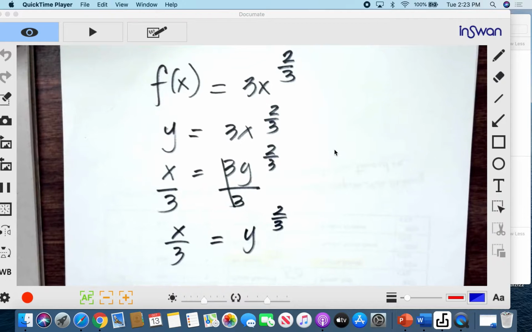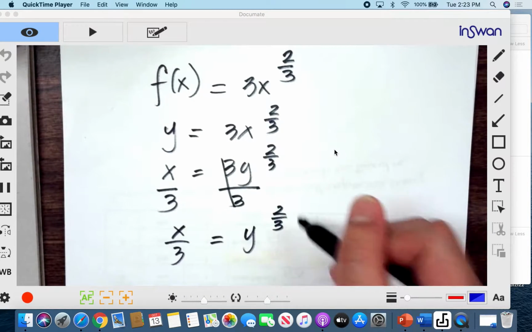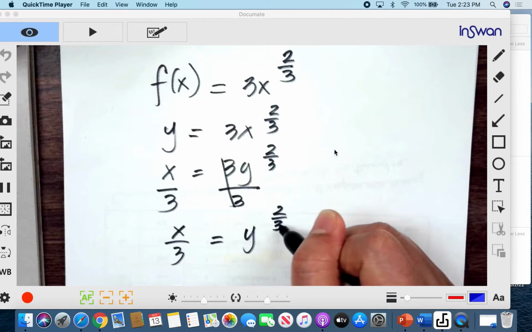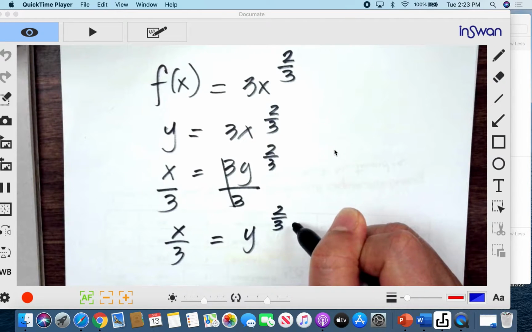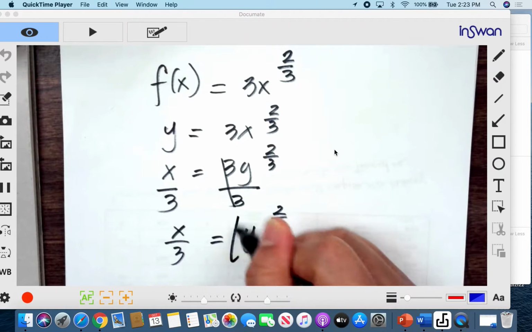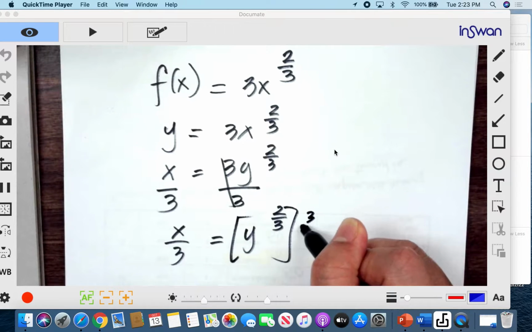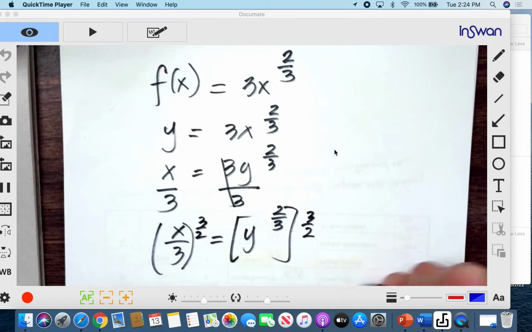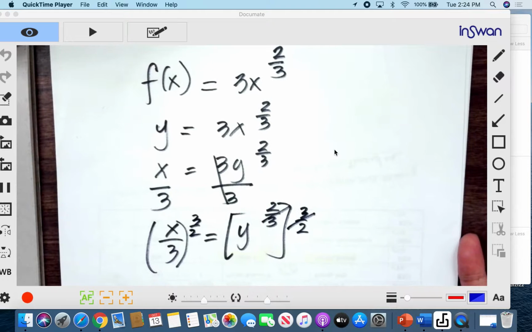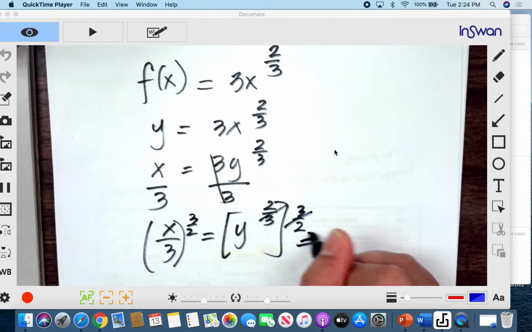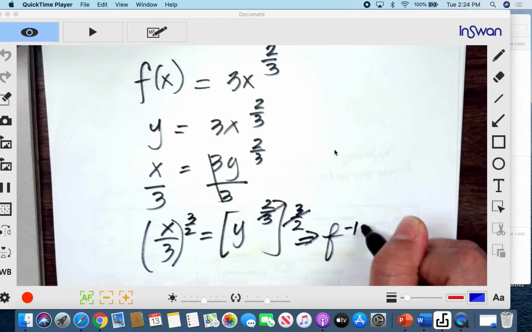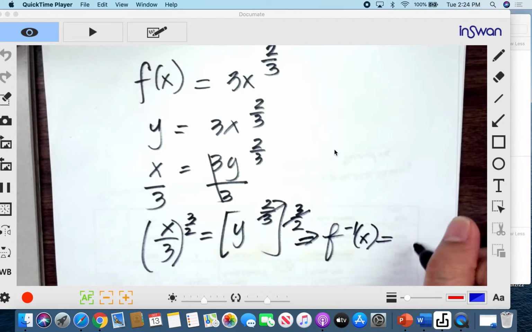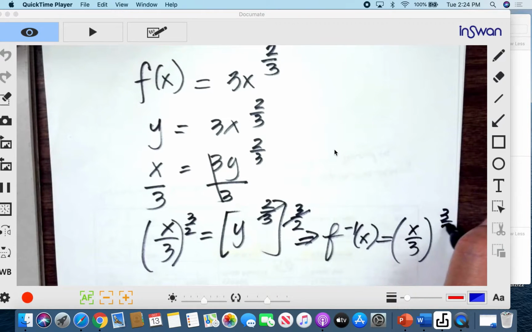But the exponent of y could only be 1 for it to be equivalent to f of x. And so what we can do is to multiply this exponent by its reciprocal, which is 3 over 2. But whenever you do it to the right side of the equation, you should also do it to the left side. And so this cancelled because it is equivalent to 1. And so therefore, our inverse function is equivalent to x over 3 raised to 3 over 2.